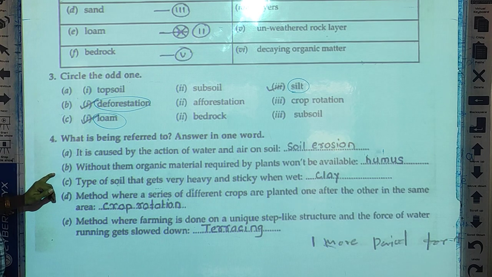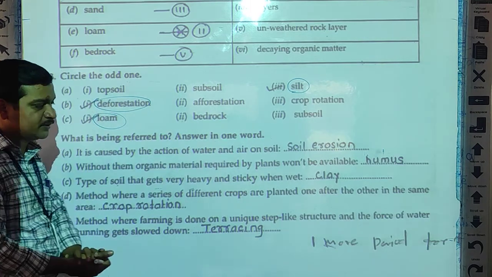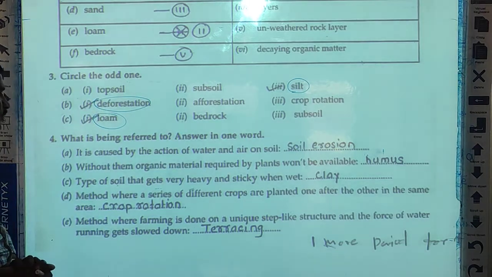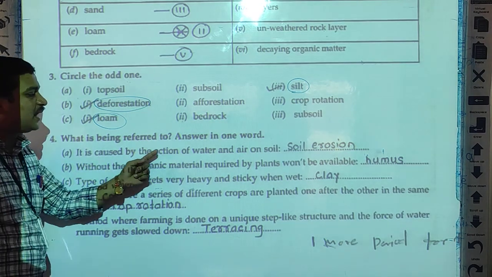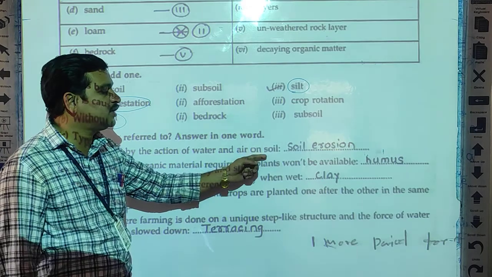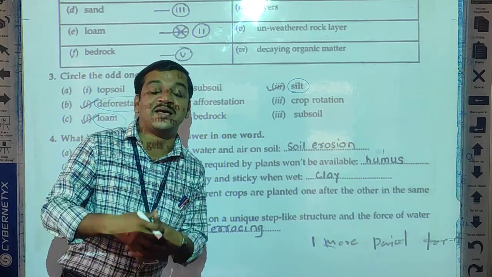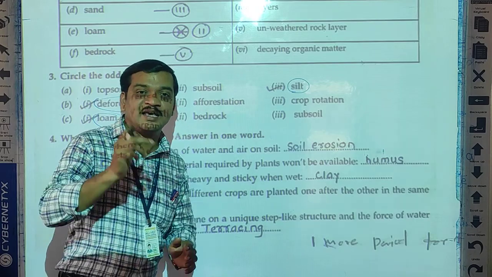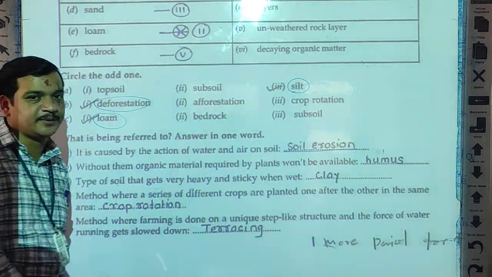Now the next question: what is being referred to, answer in one word. You have to write one word for each sentence. First: it is caused by the action of water and wind on soil. So what is caused by the action of wind and water? Yeah, that is called soil erosion. So you can write soil erosion there.